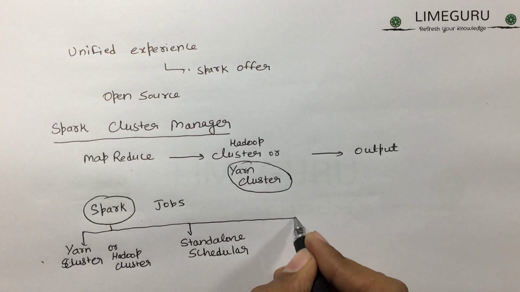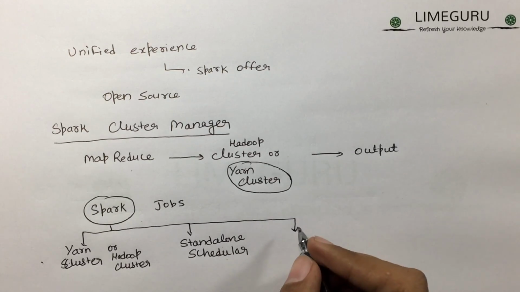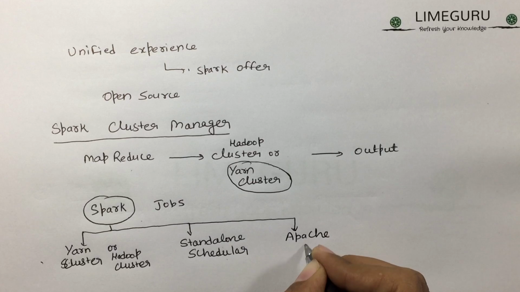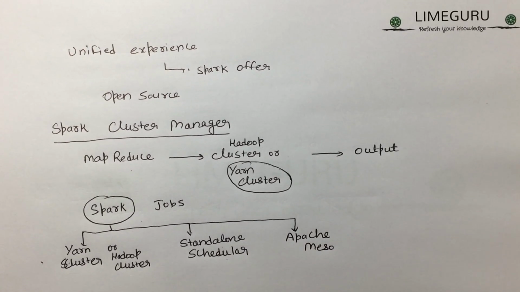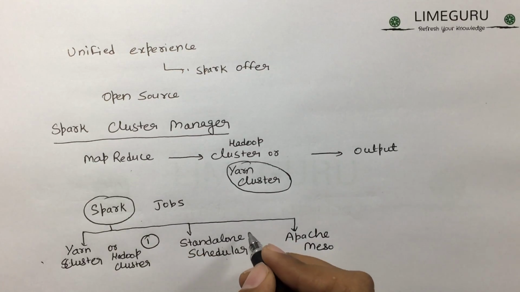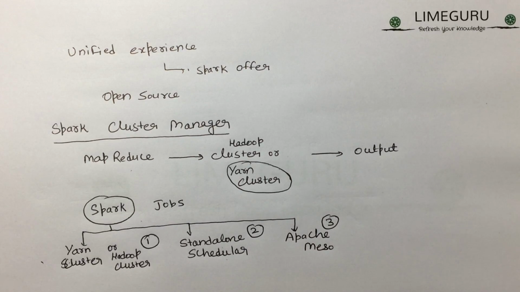Another kind of cluster manager, not offered by Spark but supported through Spark, is Apache Mesos. So these are three types of clusters on which you can run your Spark jobs.